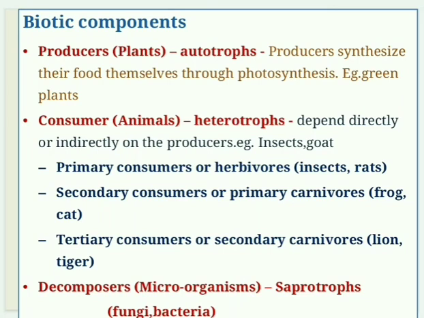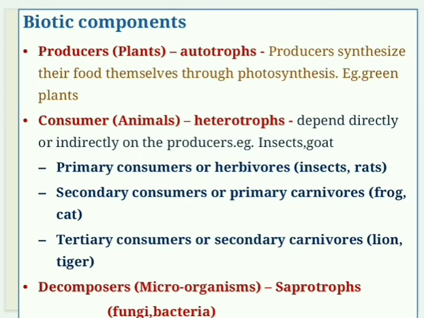Then tertiary consumers, known as secondary carnivores. They are also meat eaters. They depend upon primary carnivores for food. So lion, tiger, etc. And the third type is decomposers, known as saprotrophs. They feed on dead organisms. They decompose these dead organisms into simpler compounds, and inorganic nutrients are released during decomposition. Examples are microorganisms such as bacteria and fungi.